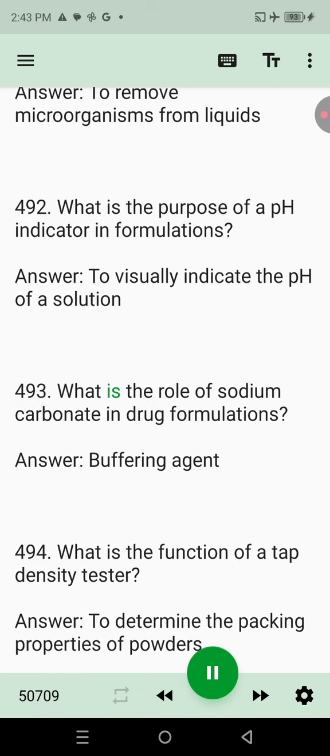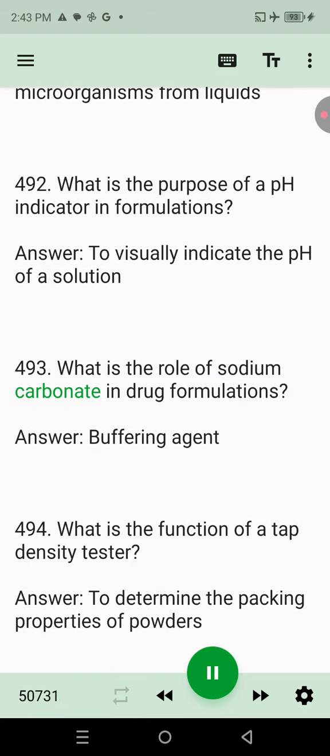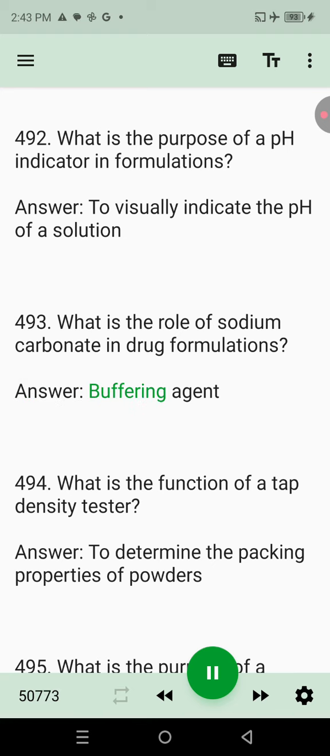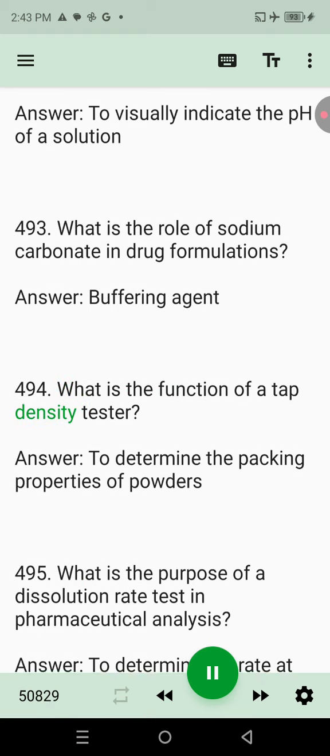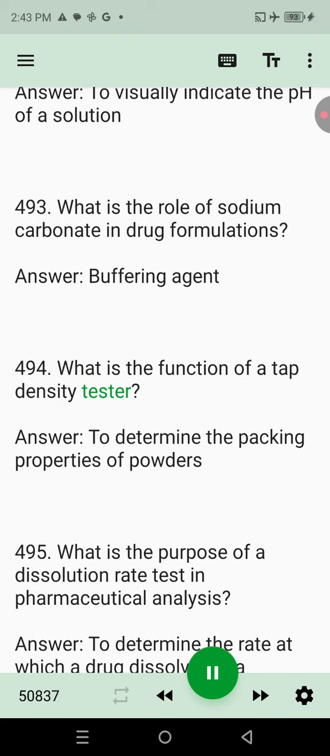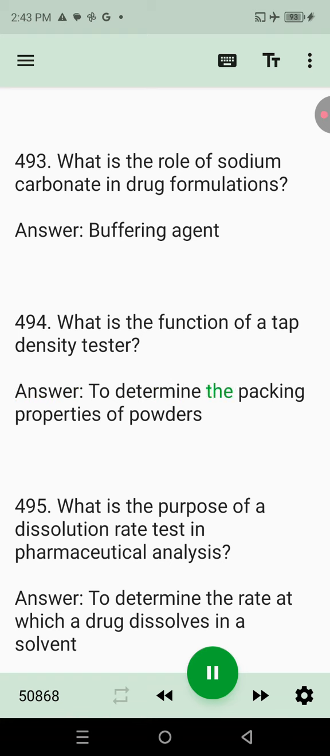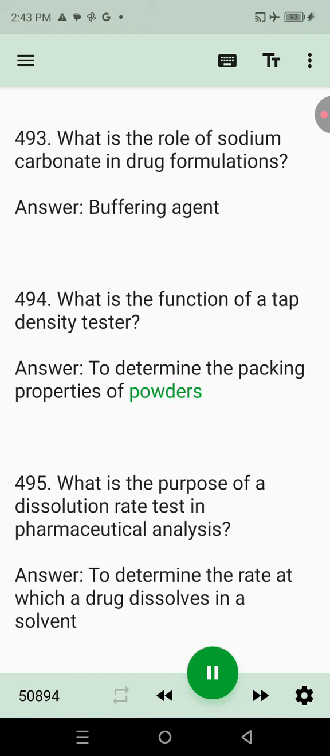493. What is the role of sodium carbonate in drug formulations? Answer: buffering agent. 494. What is the function of a tap density tester? Answer: to determine the packing properties of powders.